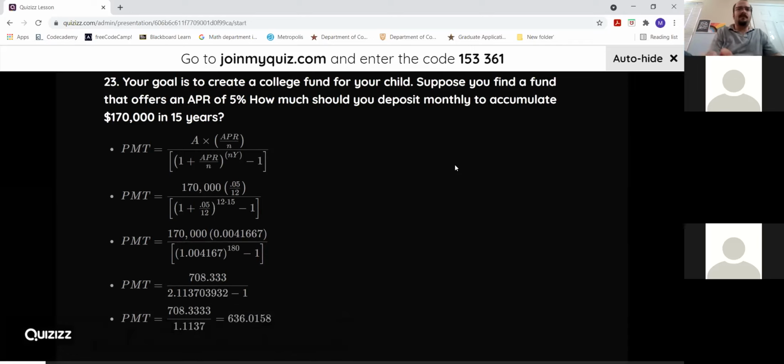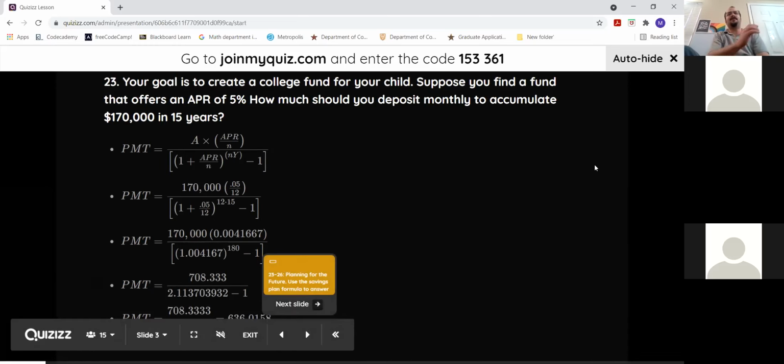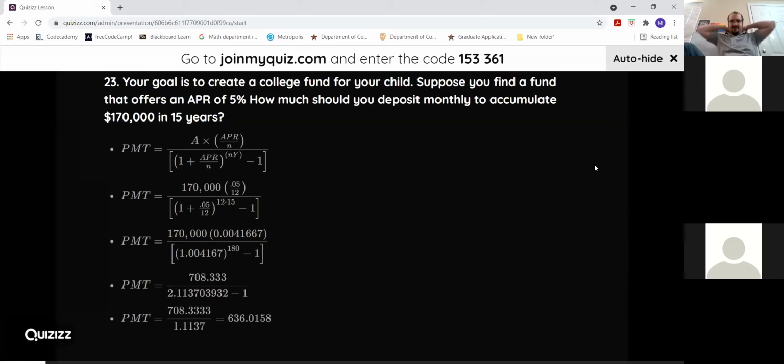Okay. So when we raise 1.004167 to the 180, it should give you this crazy 2.11 number. So this is a good time to calculator check. Whatever device you're going to plan on using on the test that's not your phone, you should have that for class, hopefully, and be following along.